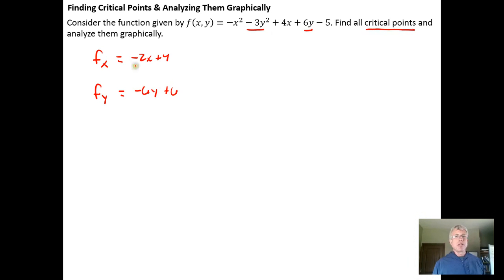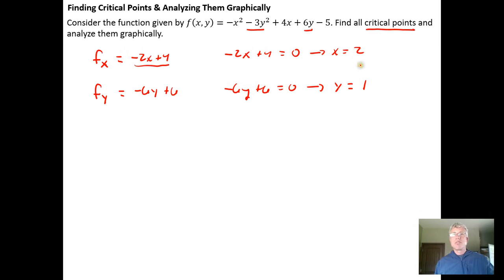So now I just need to find out if f sub x and f sub y, the partial derivatives, can be simultaneously equal to 0. So to do that, we just set the partial derivative equal to 0 and see if it's possible to solve it. So in this case, when we solve this, we get x equal to 2. Subtract that 4 from both sides and then divide by the negative 2. And when we take this partial derivative and set it equal to 0, we're going to subtract the 6 from both sides and then divide by negative 6, so we'll get y equal to 1.